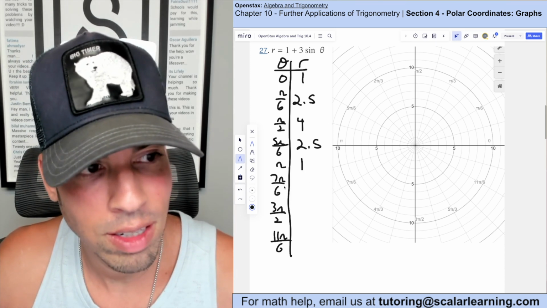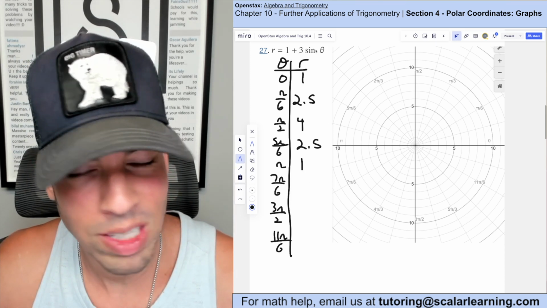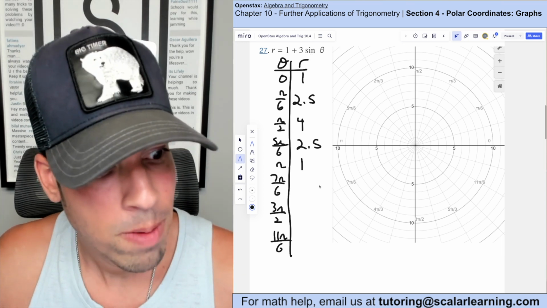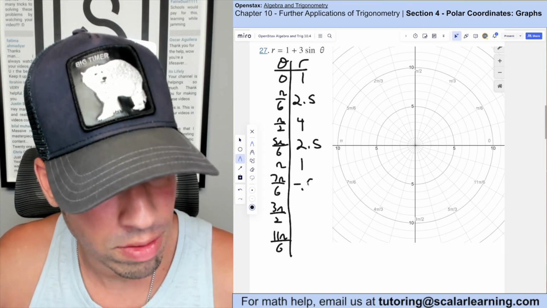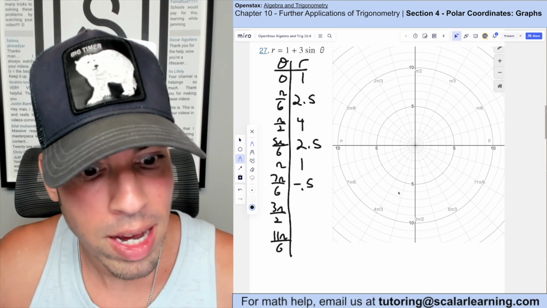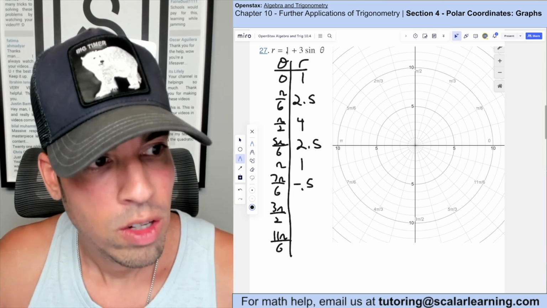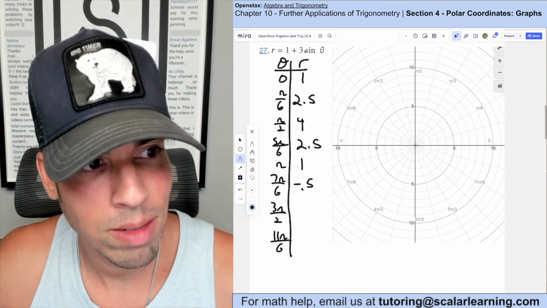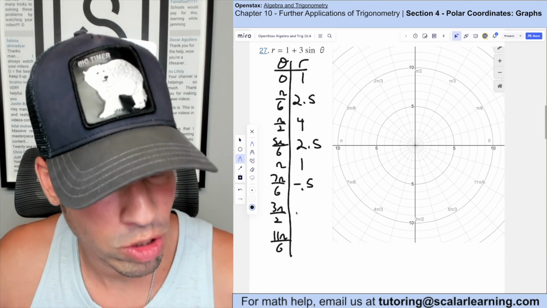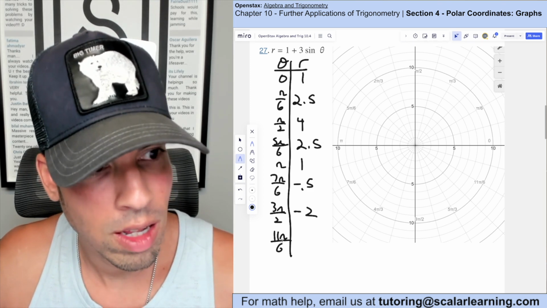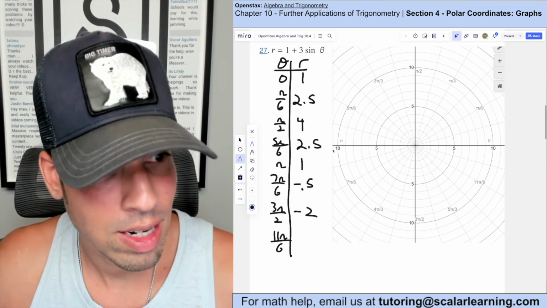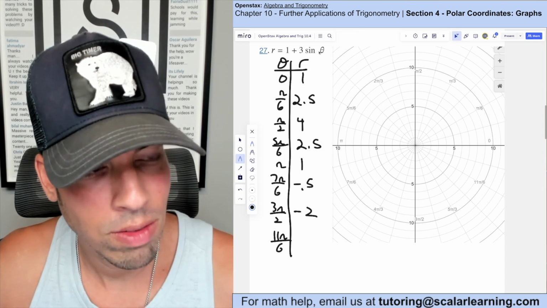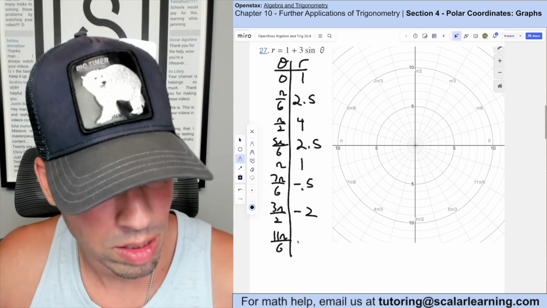7 pi 6 is going to give us -1/2. So 3 times -1/2, -1.5 plus 1, that's -0.5. 3 pi halves is going to give us -1. So 1 plus 3 times -1, that's 1 plus -3, which is -2. And then 11 pi 6, that again is that -1/2. 3 times -1/2 is -1.5 plus 1 is -0.5.